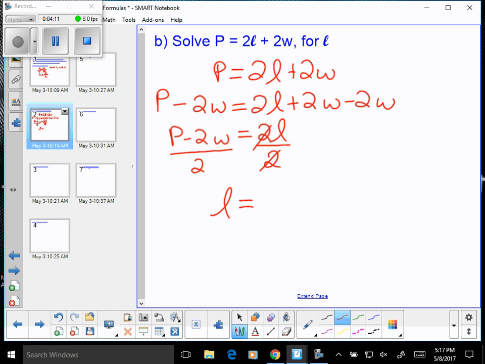And the truth is that p minus 2w divided by 2, I can't do anything with that to simplify. So I copied the whole thing down. So in order to find the length for a rectangle, I would take the perimeter minus 2 times the width and take that answer and divide by 2.